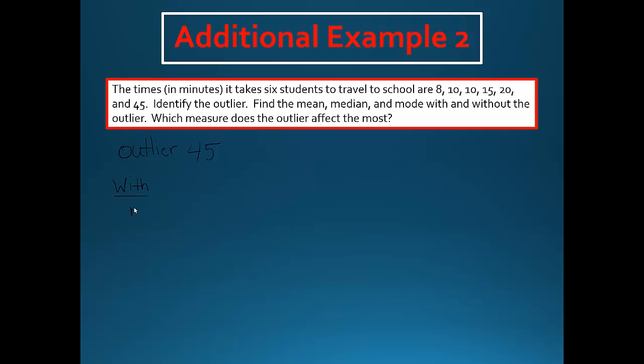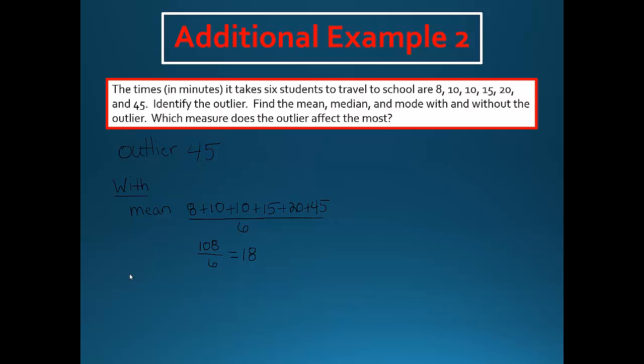So first we're going to find the mean. For the mean, we're going to add up our numbers. So we have 8 plus 10 plus 10 plus 15 plus 20 plus 45. And then we're going to divide our answer by 1, 2, 3, 4, 5, 6. When we add that up, we're going to get 108. And then we'll divide that answer by 6. And 108 divided by 6 is equal to 18.